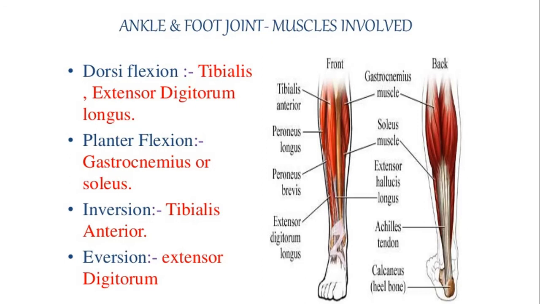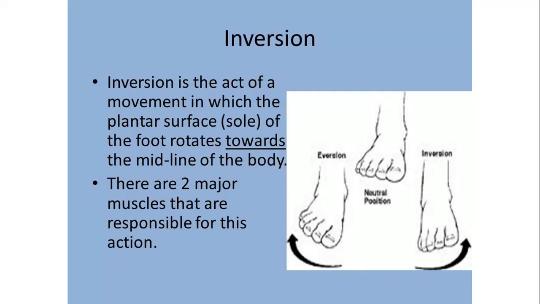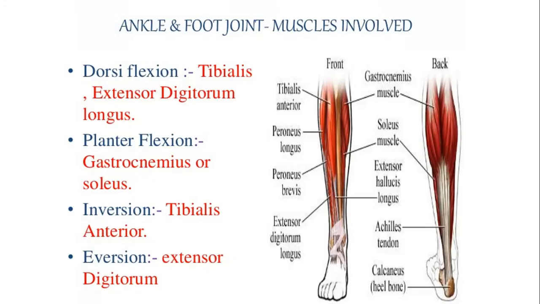Ankle and foot joints, muscles involved in dorsiflexion. The muscles on the anterior side are tibialis anterior and extensor digitorum longus. For plantar flexion: gastrocnemius, soleus, and the other muscles which pass behind the medial malleolus. We will see that. For inversion, the muscles on the medial side will pull the foot inwards, and eversion has other muscles. We will see these in detail further.